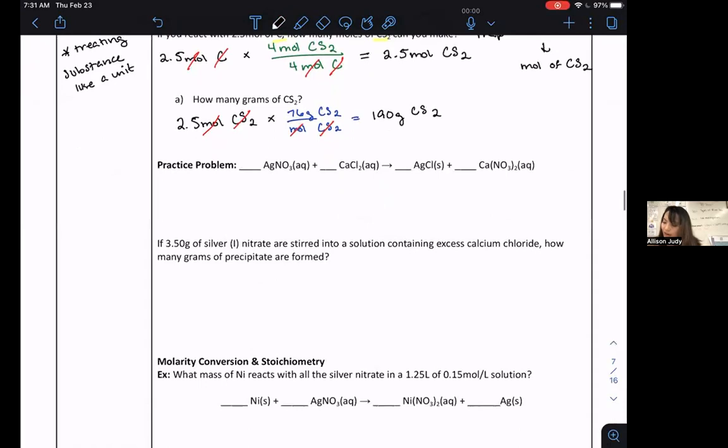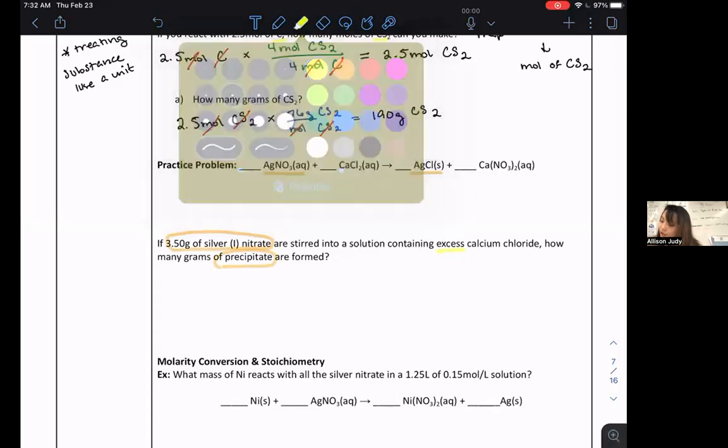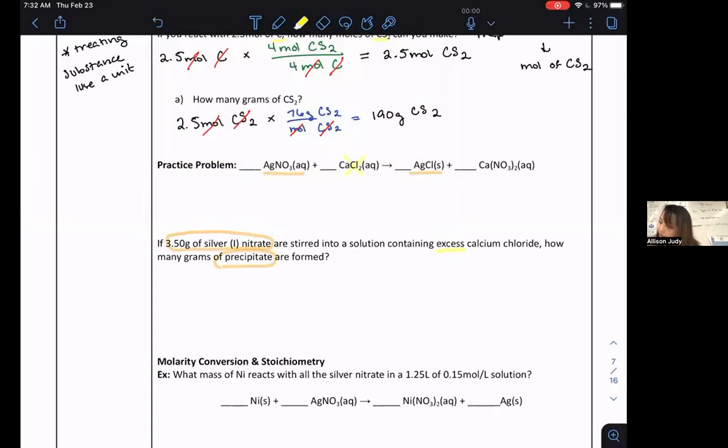So go ahead and take a moment to try the next problem on your own. All right. And I should mention that the word excess here is quite important because what it means is that the amount of product formed is going to be determined by the silver nitrate. Okay. The amount of solid product, AgCl precipitate formed, is going to be determined by silver nitrate. And so oftentimes when you see the word excess in a problem, what it's trying to tell you is that you can rule out the effect of calcium chloride on determining your amount of product made. All right, that's all it's really saying.